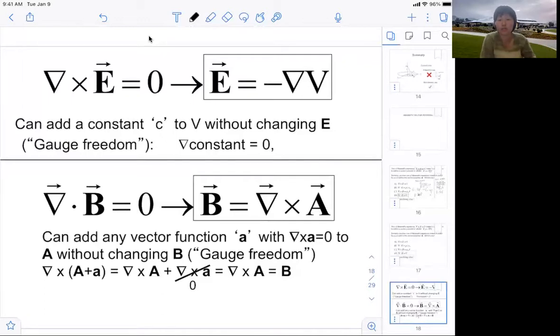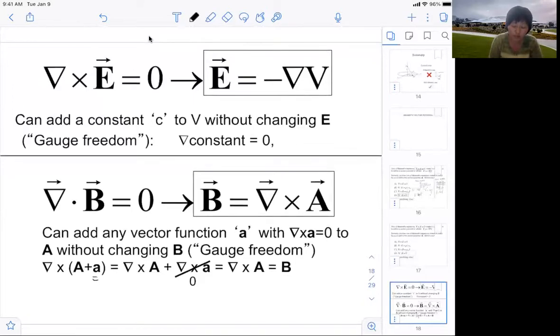You keep your constant the same, just like you can call your gravitational potential energy 0 at the ground, or you can call it 0 at the table, depending on your reference point. So we have total freedom in choosing this vector potential A without changing the magnetic field. You can see that if you add a little constant to it, when you take the curl of this A, you still get B, without changing your magnetic field. And that's called the gauge freedom. You have freedom in choosing your potential.